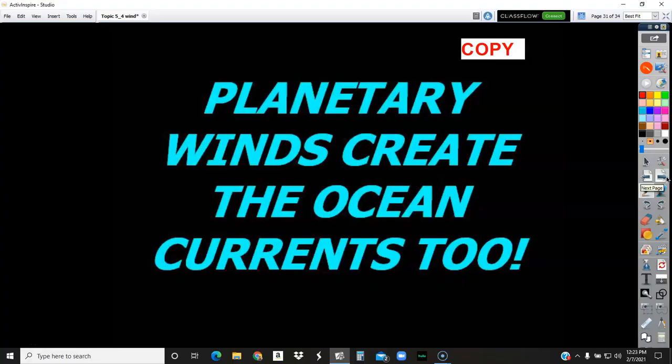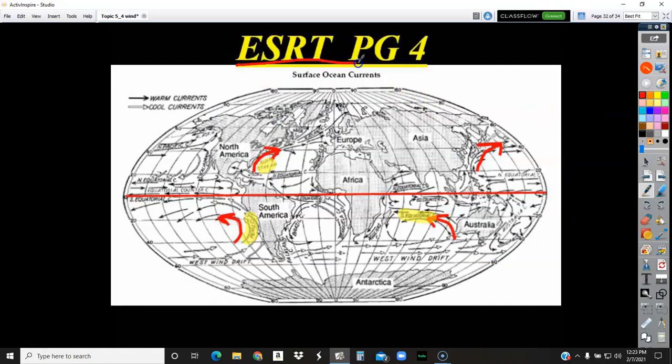Planetary winds also, well, the winds will actually create the ocean currents. So that will come up. They'll say, what causes ocean currents? The winds and the planetary winds. And they also curve to the right in the north or the left in the south, depending on which hemisphere you're in. And there's a map actually in your reference table. This is it. It's on page 4.